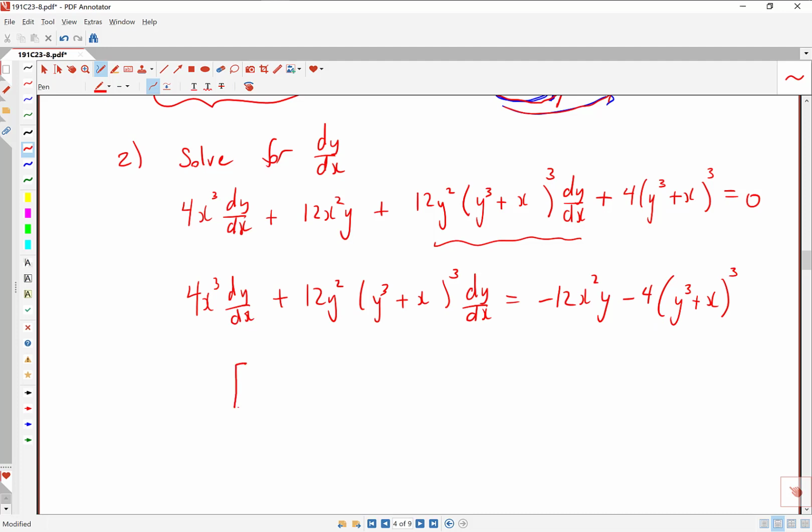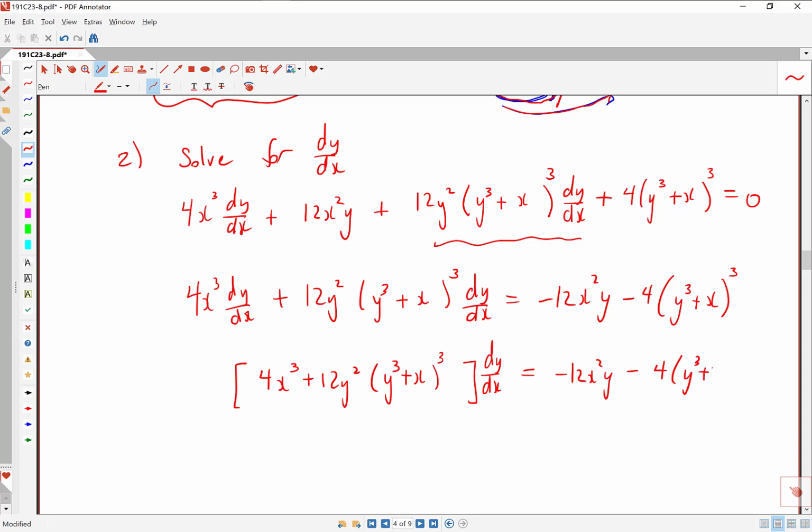So now we're going to do a little bit of factoring. On the left side, pull out that dy by dx. We'd have 4x cubed plus 12y squared times the cube of y cubed plus x. The right side will stay the same for this step.